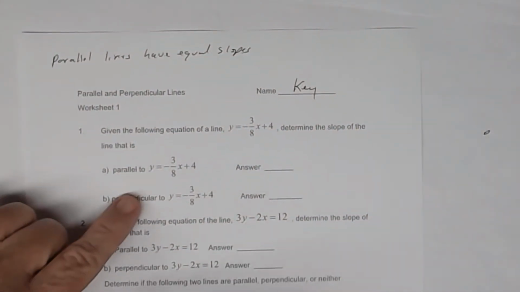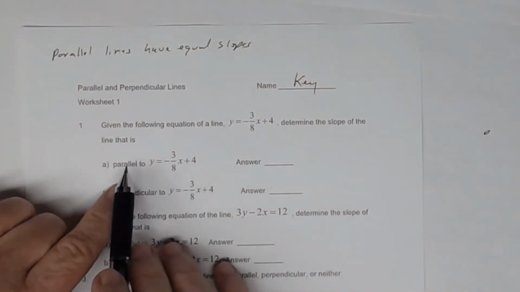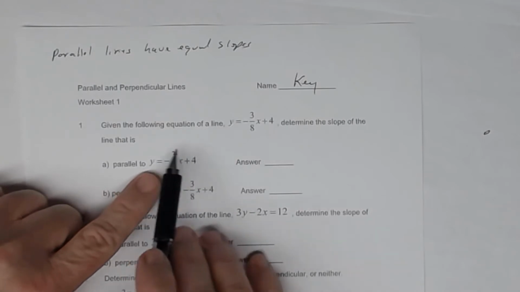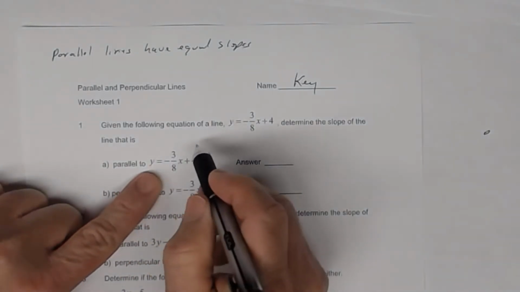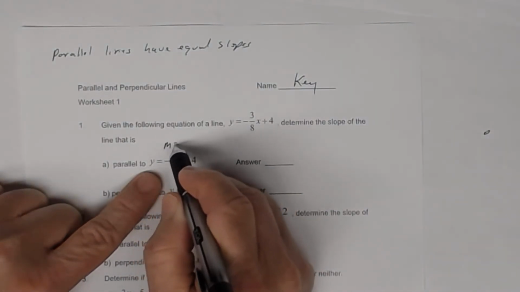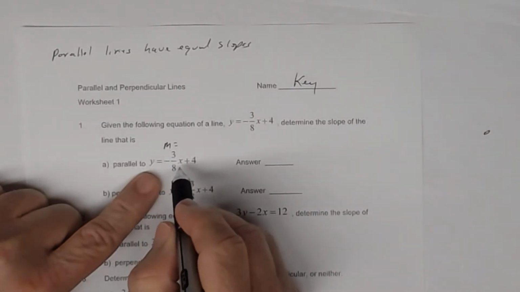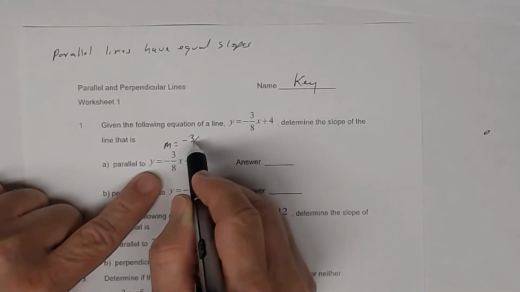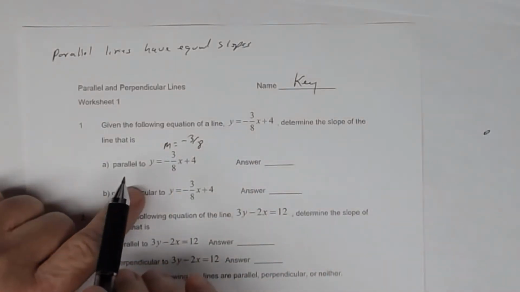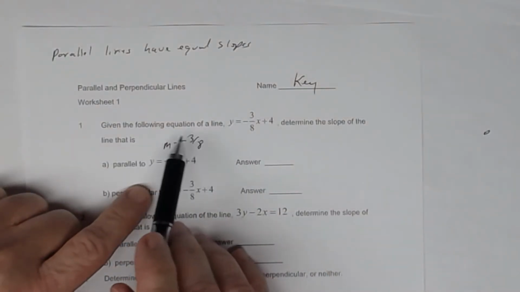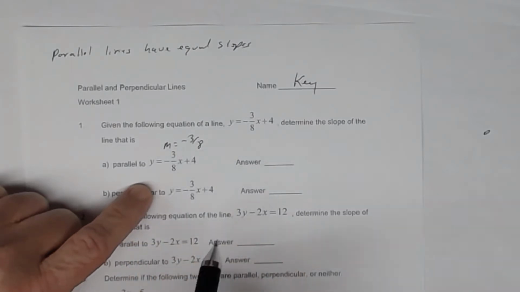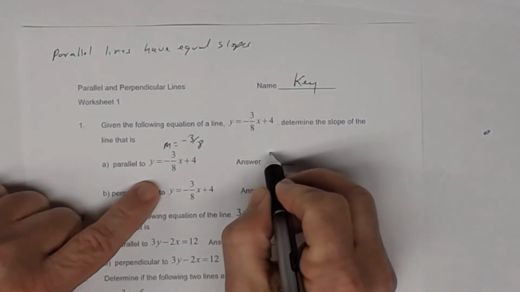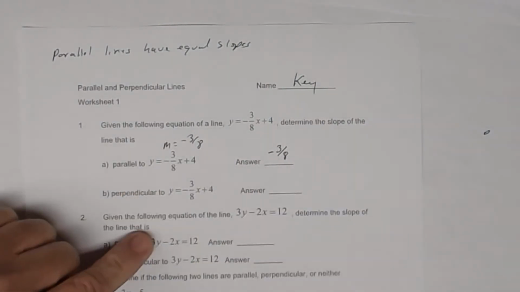So if you want to find the slope of the line that's parallel to this, then you need to know the slope of this line. The slope of this line is the coefficient of x. So the slope of this line is negative 3/8. The slope of a line parallel to that will have the same slope. So the answer is negative 3/8.